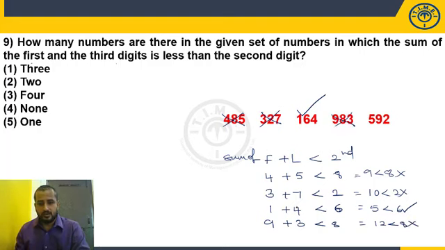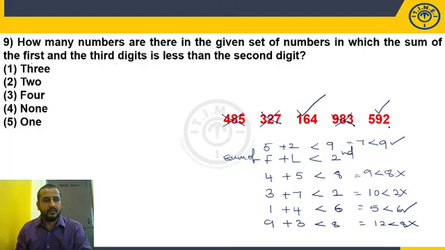Now, 592. What is the first digit? 5. What is the last digit? 2. What is the second digit? 9. 5 plus 2 is 7. Is 7 less than 9? Yes. So 592 is also my required number. So how many numbers are satisfying the given condition? 2 numbers. So answer is 2 and choice is also 2.